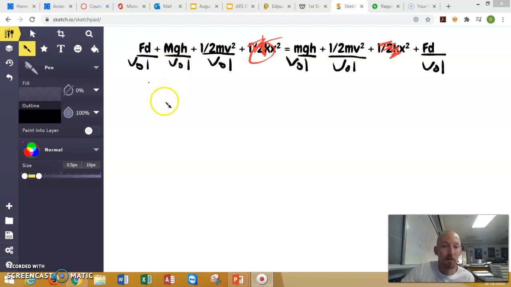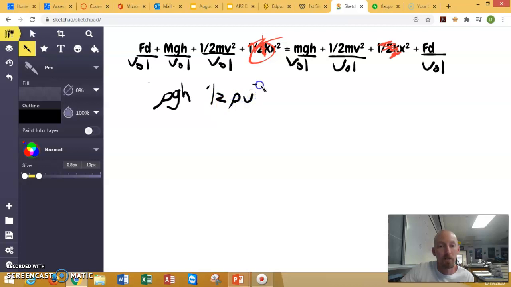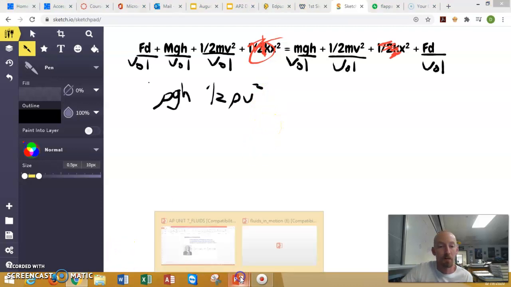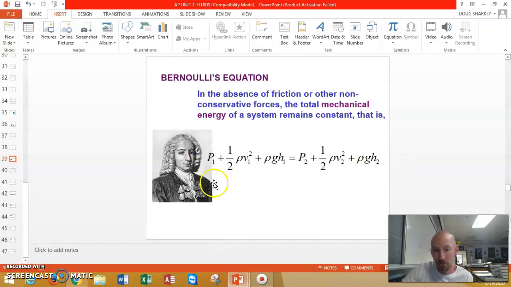Mass divided by volume is density. This becomes rho g h. This becomes 1/2 rho v squared. Okay? And this is how we arrive at an equation that looks crazy like this. This is now 1/2 rho v squared, which was 1/2 mv squared, and rho gh was mgh. Yes? Okay.